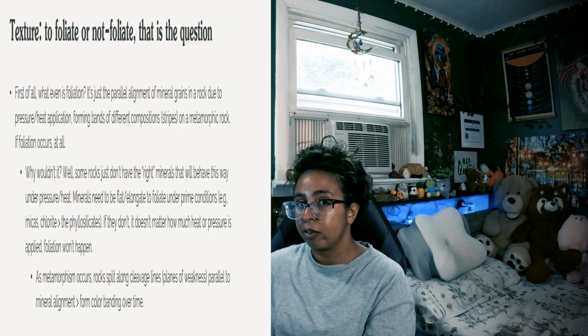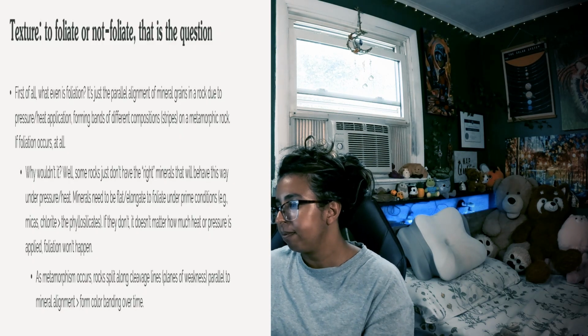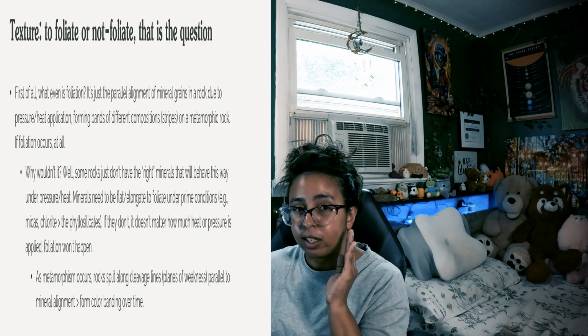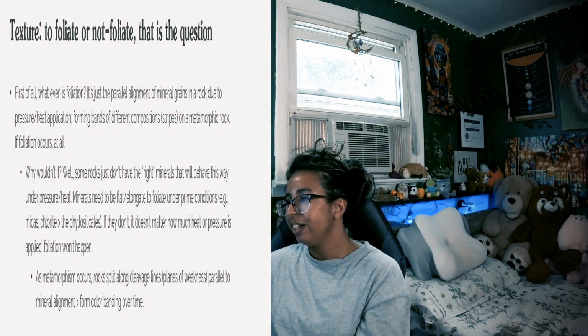But if you don't have the right grains, you're not going to see foliation. I know I'm beating a dead horse by explaining it over and over, but I'm trying to make sure that at least somebody understands what I'm talking about.